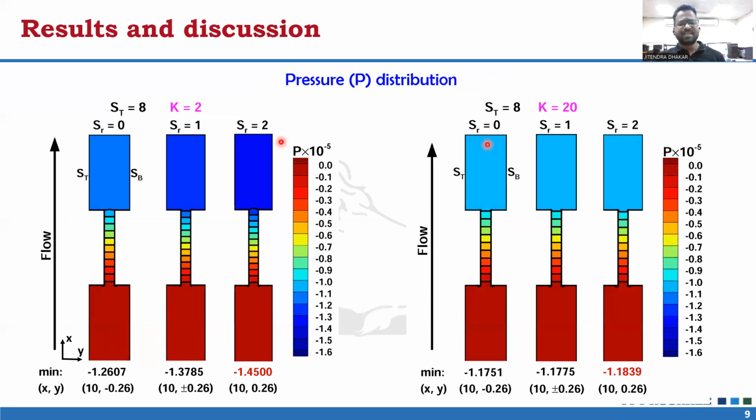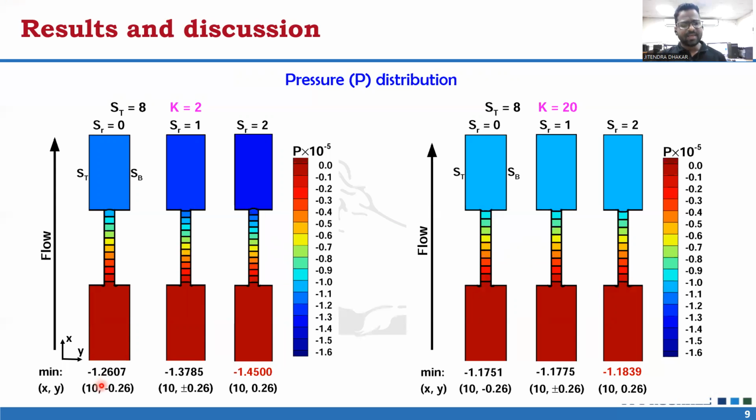Here we can see the pressure P distribution along the microfluidic device for various surface charge ratio and ST equal to 8 and K equal to 2 and 20. The pressure gradient is maximum in the contraction section as compared to the upstream and downstream sections, because reduction in the cross-section area increases the convective velocity in that section. Therefore, the pressure gradient is maximum in the contraction section.